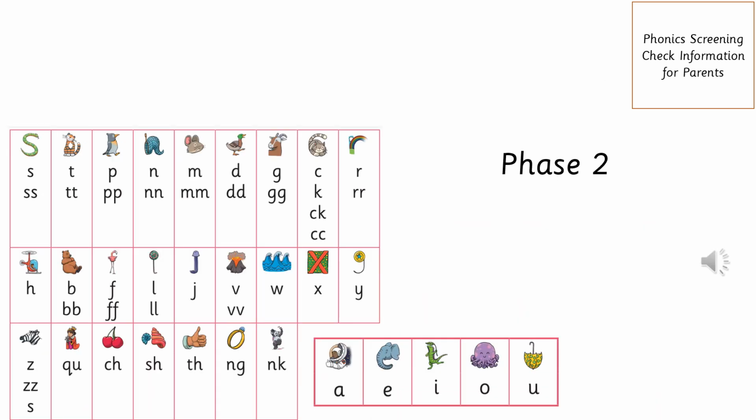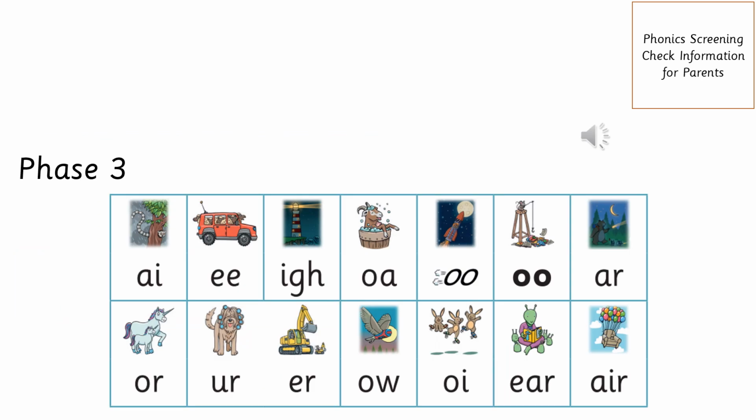Here are the phase 2 sounds which are taught in reception in the autumn term. These are the phase 3 sounds which are taught in reception in the spring term. You'll see there are digraphs, 2 letters making one sound, and trigraphs, 3 letters making one sound.